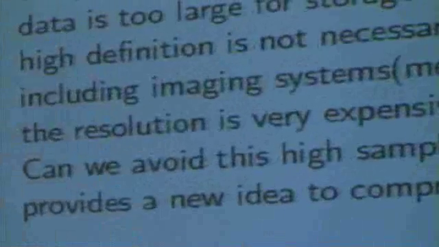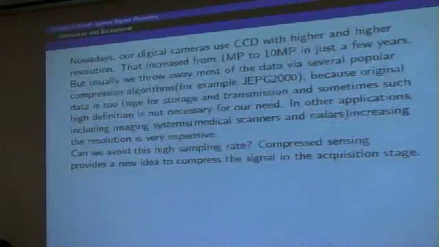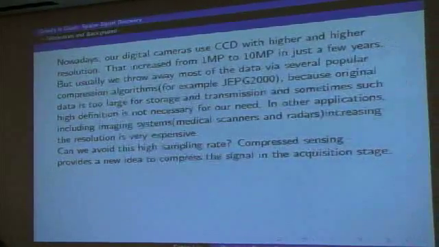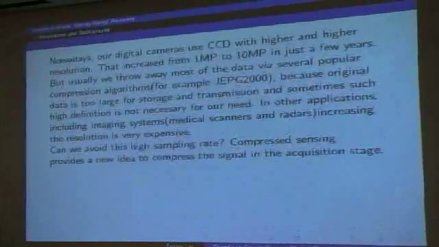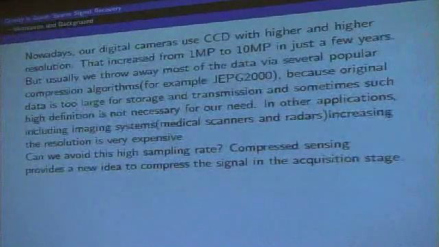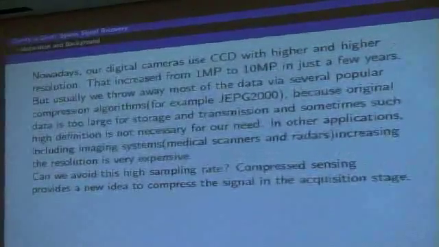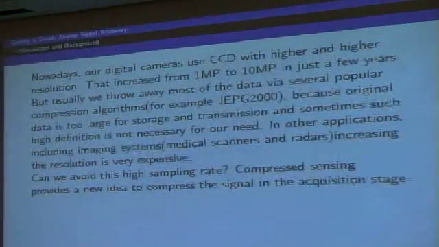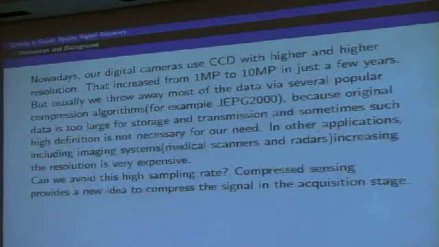So actually, compressed sensing has a very clear application background. Consider the digital cameras we are using today, the CCD. That means the sensor of the camera has higher and higher resolution, increasing from 1 MP to 10 MP in just a few years. But usually we throw away most of the data we get via popular compression algorithms, for example, JPEG 2000, because the original data is too large for storage or transmission. And sometimes such high definition is not necessary for our needs.